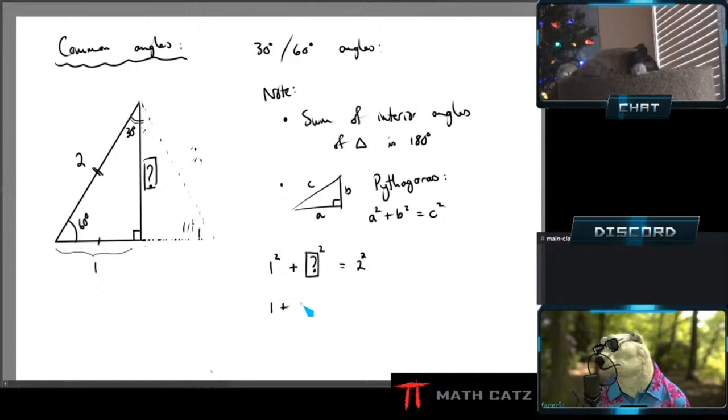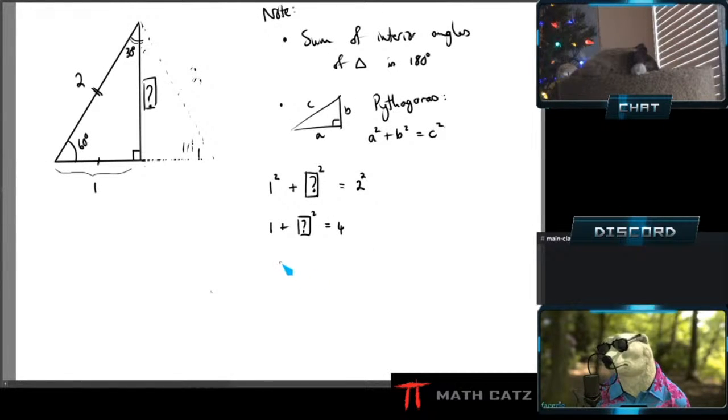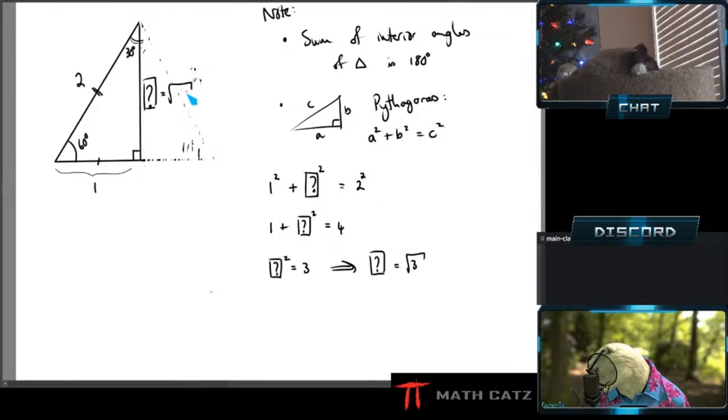So I get 1 plus question mark in a box squared equals 4. So question mark in a box squared equals 4 minus 1, 3. So question mark in a box equals the square root of 3. Square root of 3. And now I know everything about this triangle. It's my 30 degree, doesn't matter if I freehand this, 60 degrees, 30 degrees, 2, 1, root 3.